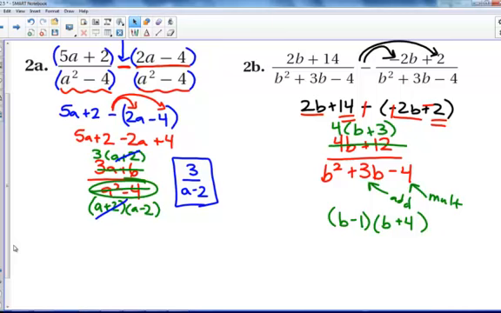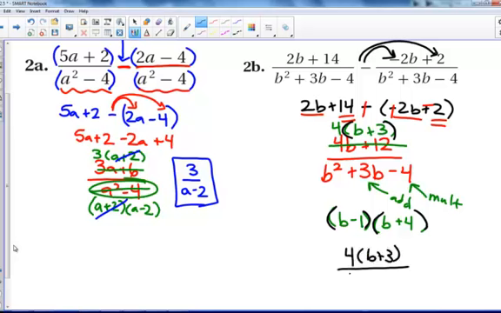So, can we reduce anything? b plus 3 does not match with b minus 1, does not match with b plus 4, so this is our answer. 4, b plus 3 on top, and b minus 1, b plus 4 on the bottom. Nothing can cancel. You have to cancel entire parentheses.